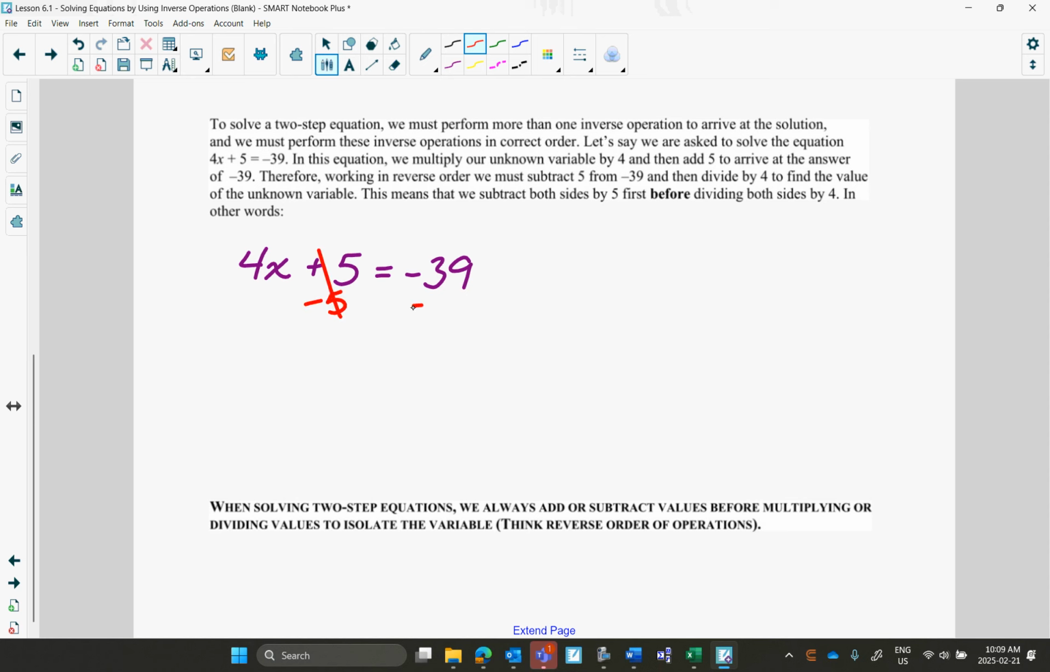Which means I've got to do the same thing to the other side. What does the equation look like after I do that? There's 1 step left to get x by itself. Divide 4. Divide 4. I've got x by itself now. I'm going to get the answer on the right. Negative 11. Good.